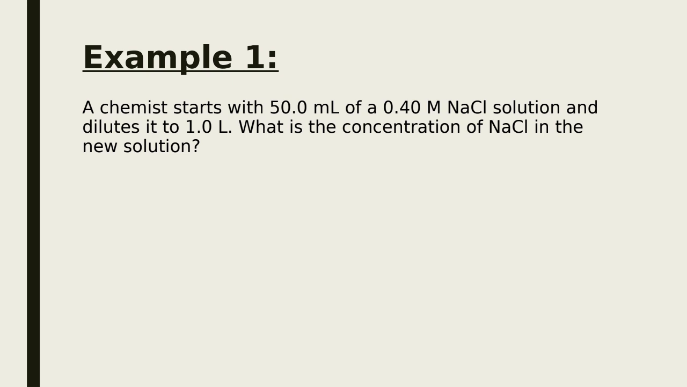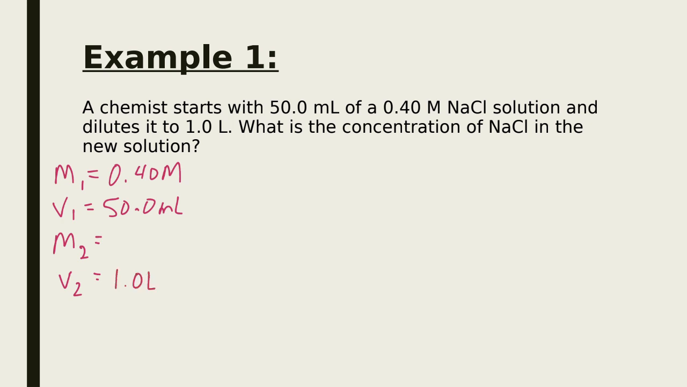It says a chemist starts with 50 mL of a 0.4 molar sodium chloride solution. So let's just write down, these are our initial amounts. The molar concentration is 0.40 molar. The initial volume is 50 mL. And then we know there's going to be a second volume and a second molar concentration that we will be referring to. It says I dilute it to 1 liter. So my V2 is 1 liter. And it says, what is the concentration of sodium chloride in the new solution? So the new diluted solution.